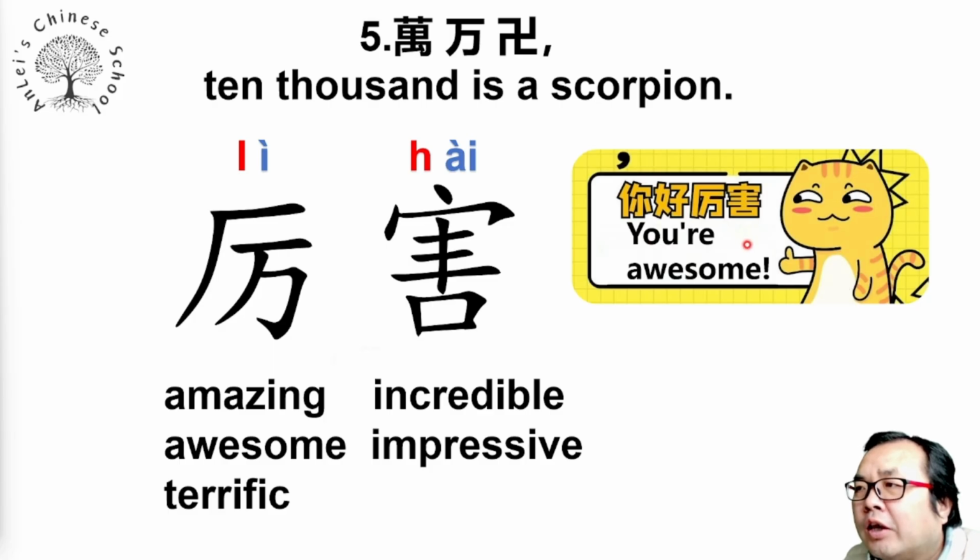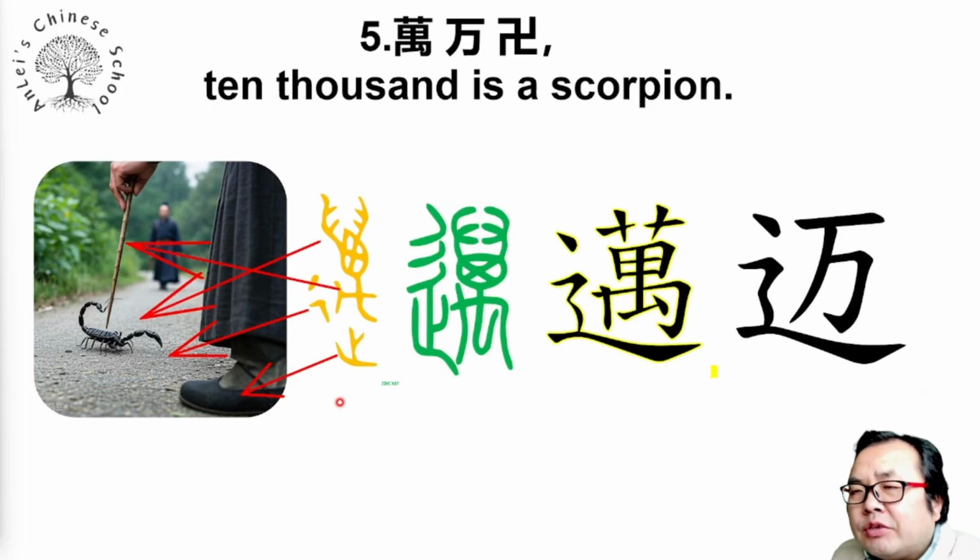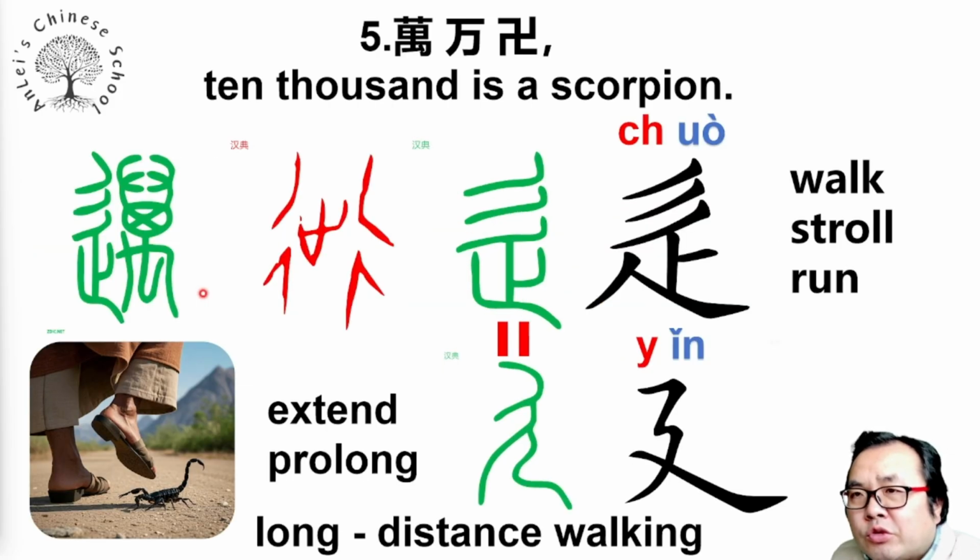你好厉害, you're awesome. Let's take a look at this bronze character. The bottom part is a foot, this is a road, this is a scorpion, and this is a stick. People walk on the road and use a stick to control the scorpion. In Small Seal script, the left part of the character is like this: a foot walking on a crossroad. It's pronounced 迈. It means walk, stroll, run.